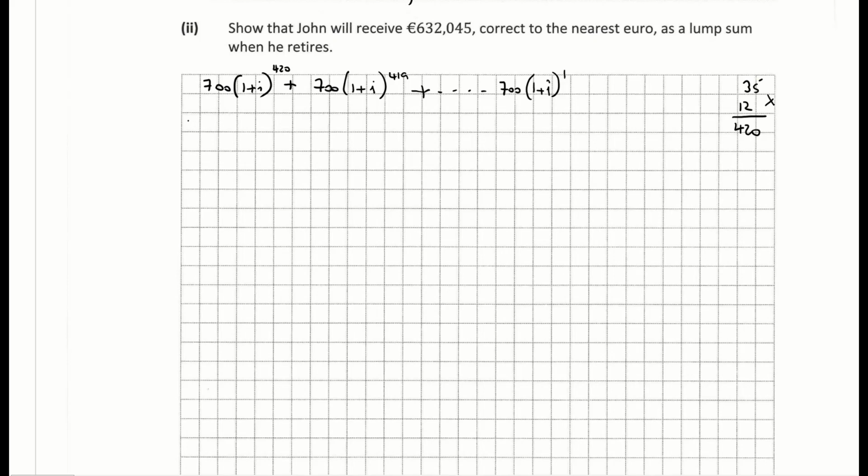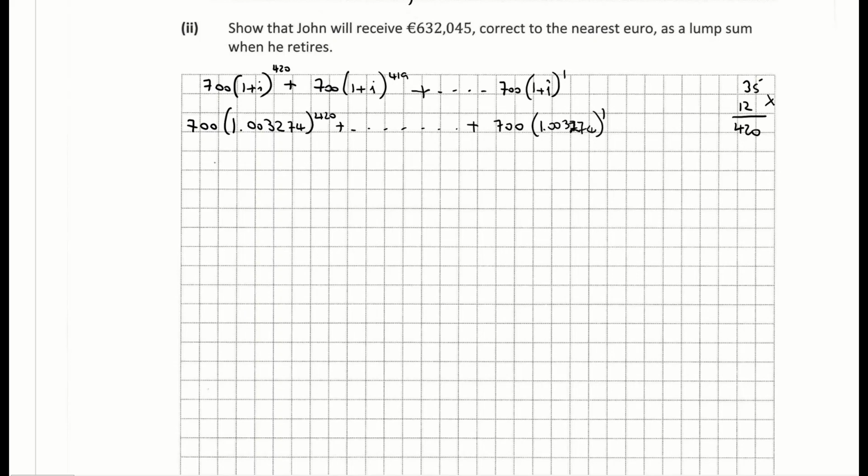Let's put in our interest rate now. So this will now become 700, 1.003274. So that's from part 1. I just divided by 100 to turn it into a decimal. 420 plus all of my repayments down to my last one, 1.003274 to the power of 1.